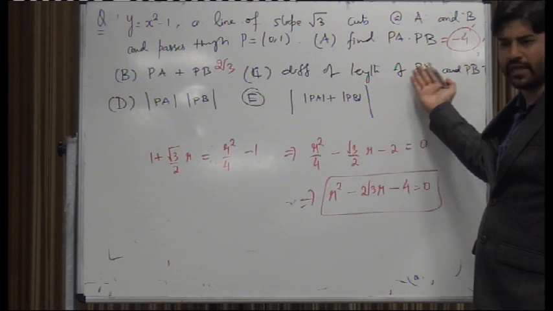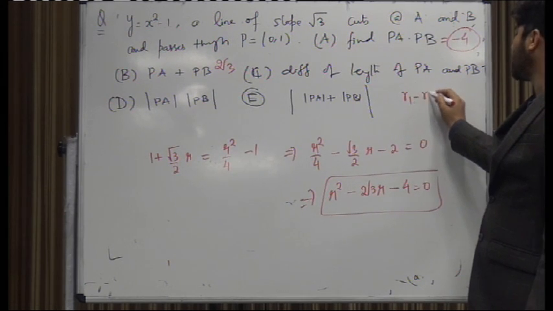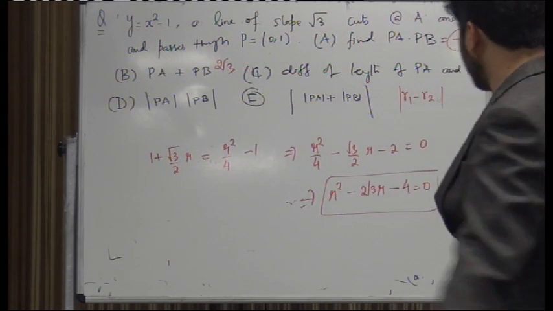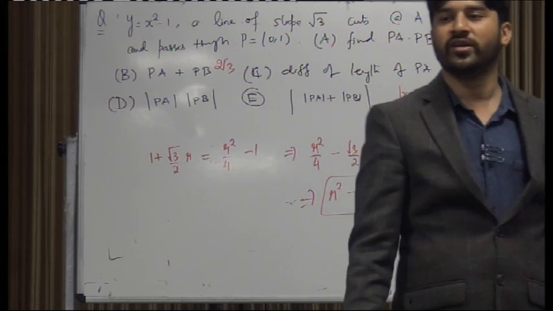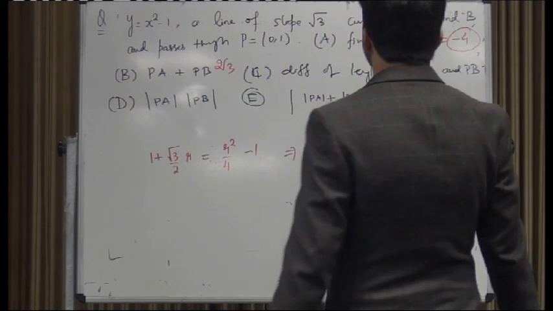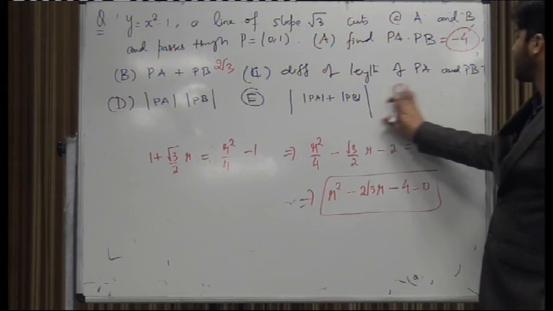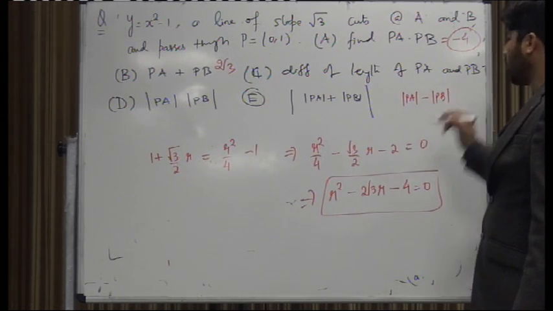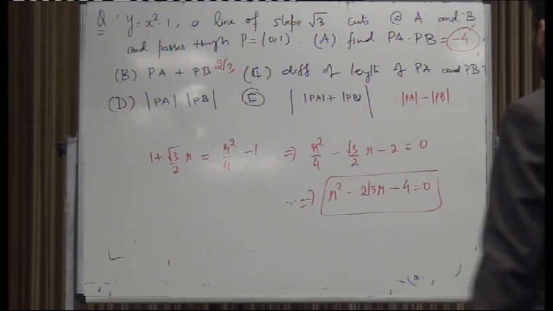Now we know एक बड़ा होगा एक छोटा होगा, पक्का है ना? तो we are mostly interested in R1 minus R2 का mod. So basically we are interested in difference of root. Difference of root कैसे निकलेगा? Sum of root. देखो, we are actually interested in mod PA minus mod PB, right?